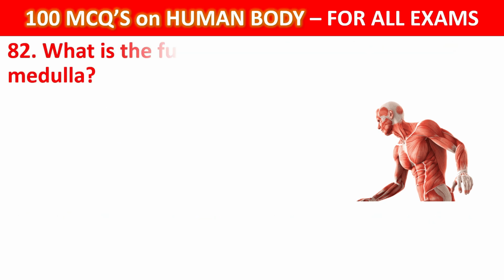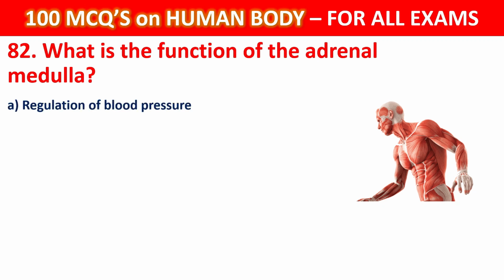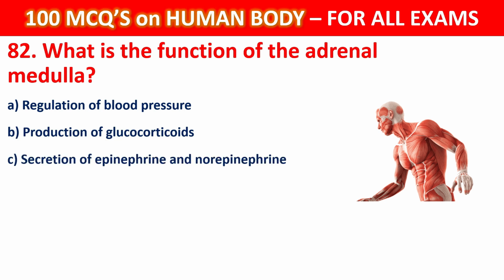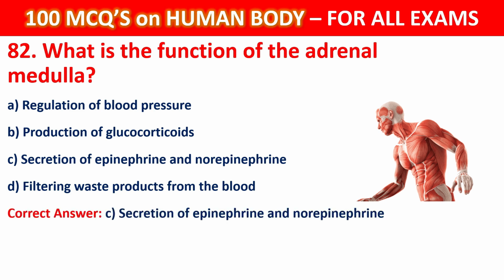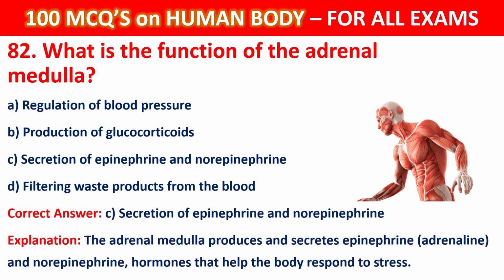Question number 82. What is the function of adrenal medulla? Your options are regulation of blood pressure, production of glucocorticoids, secretion of epinephrine and norepinephrine, or filtering waste products from the blood. The correct answer is C, that is secretion of epinephrine and norepinephrine. The adrenal medulla produces and secretes epinephrine, that is adrenaline, and norepinephrine, hormones that help the body respond to stress.